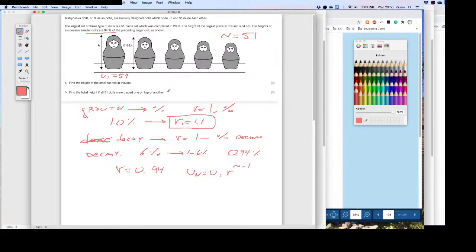All right. So Jeffrey and company, they want to find the height of the smallest doll, and the smallest doll is when n is equal to 51. So way down here, there's some tiny doll at the 51st spot. So you can use this formula. Your Un is what they're trying to find. You have U1, you have r, and you have n. So you can find U51. That would tell you how tall that is.